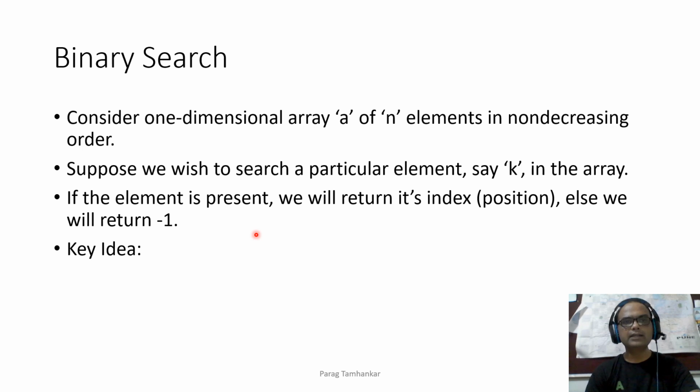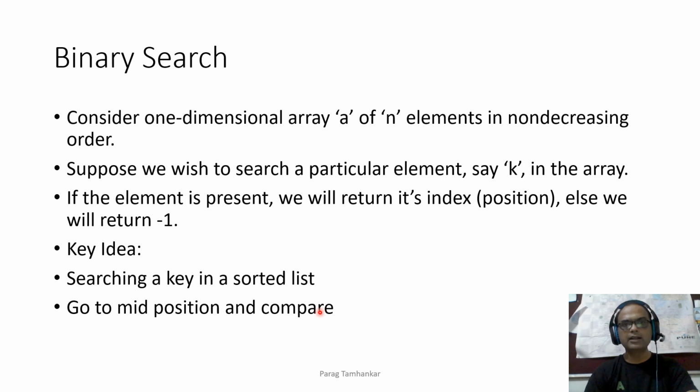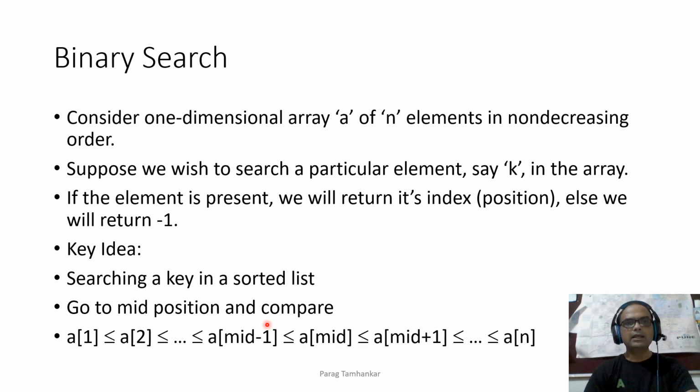So the idea is like this. What we do is we are searching a key in the sorted list. Since we know this fact, what we do is we straight away jump to the middle position within the array, and we compare our key with the middle position element in the array. As we know that A is sorted, A of 1 is less than or equal to A of 2 less than or equal to dot dot dot less than or equal to A of n. So this equation holds.